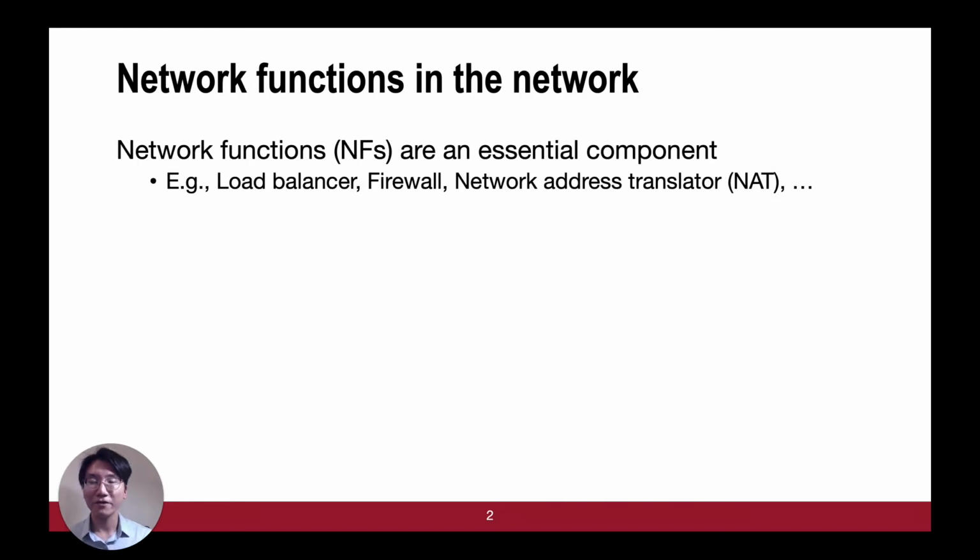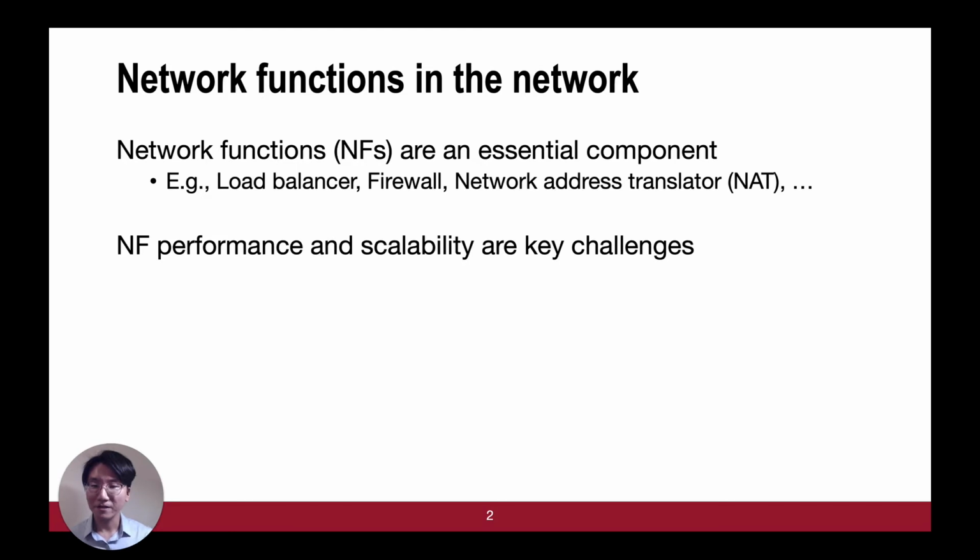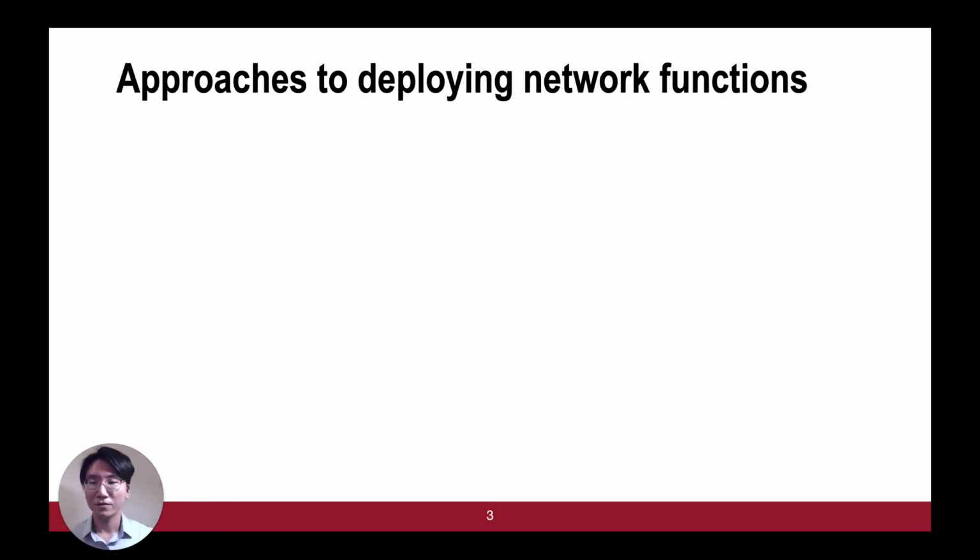To give you context for this work, network functions are an essential component in data center and enterprise networks. Examples of network functions include load balancers, firewalls, and network address translators. They are typically deployed on the critical path of the network, so their packet processing performance and scalability are critical for overall network operations. Today, there are three typical options to deploy network functions.